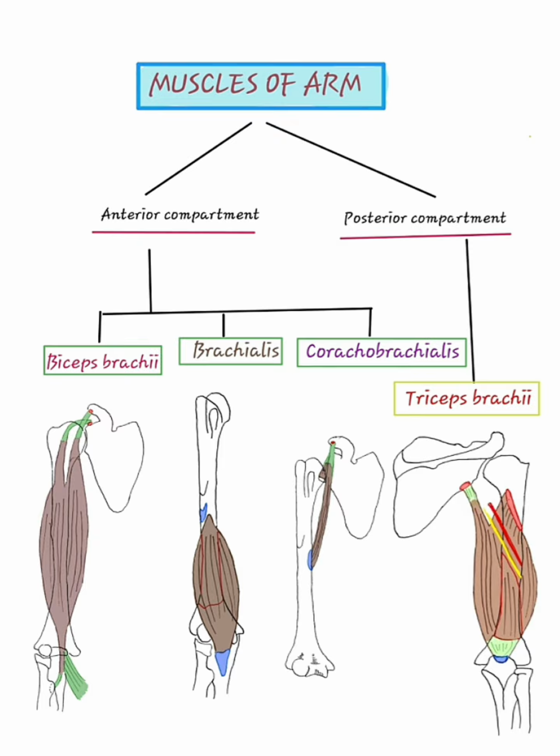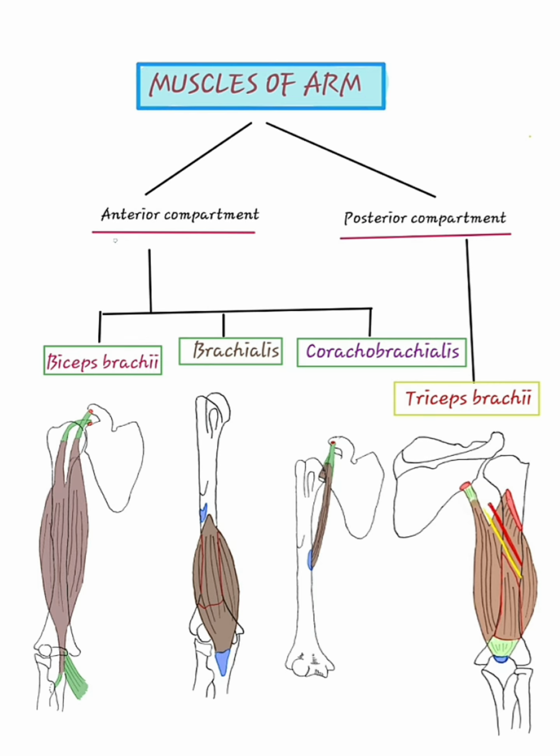Muscles of the anterior compartment of the arm. It includes three muscles: biceps brachii, brachialis and coracobrachialis. The posterior compartment of the arm includes triceps brachii.